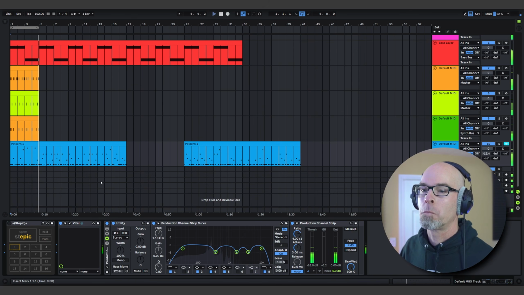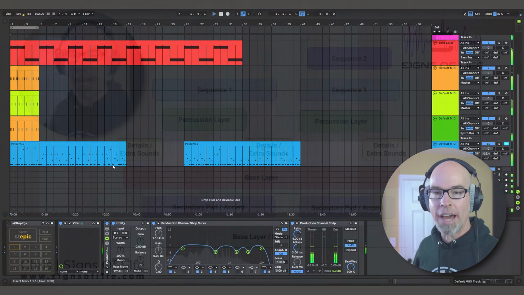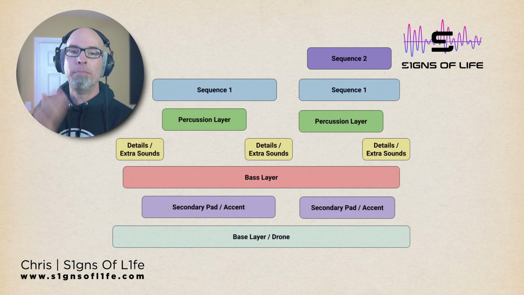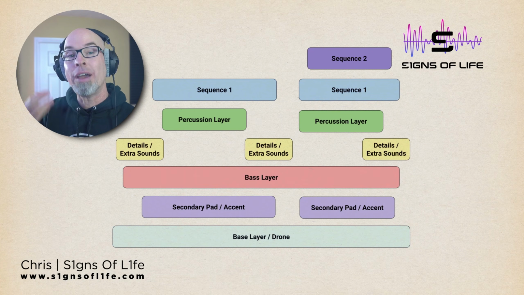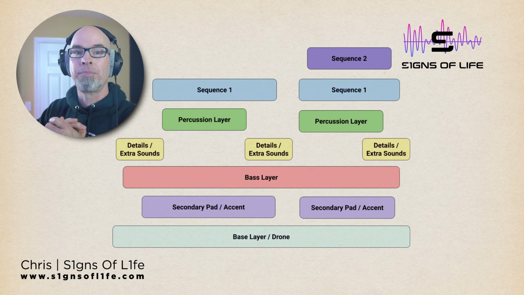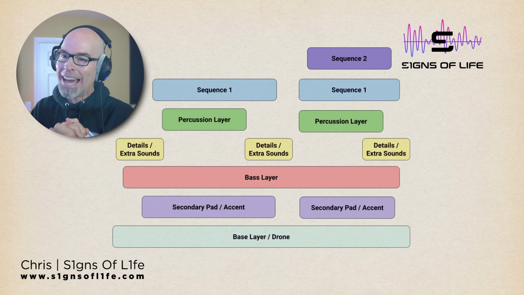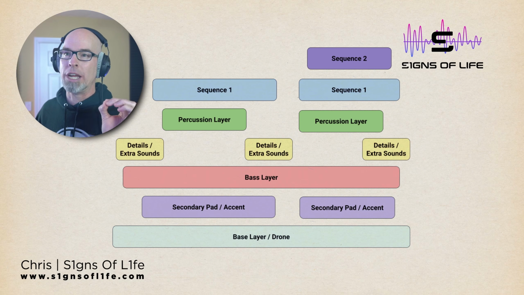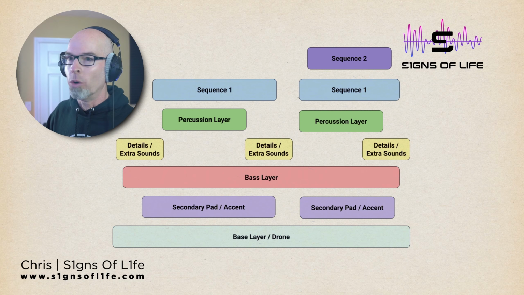So we've covered a lot here. We have our bass layer drone, we have our bass layer, we have our percussion layer. Now we have sequence 1. Before we get into sequence 2, let's add some details and extra sounds. And for this, we might have to start doing some arranging, and that's cool, we're at that stage now.